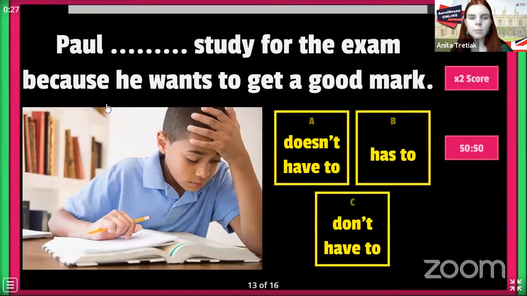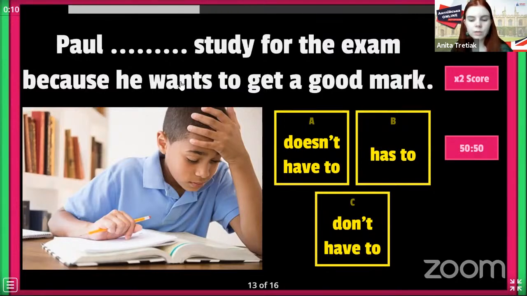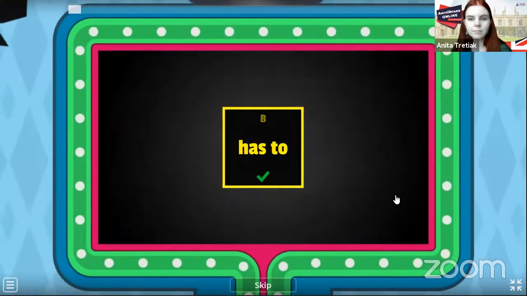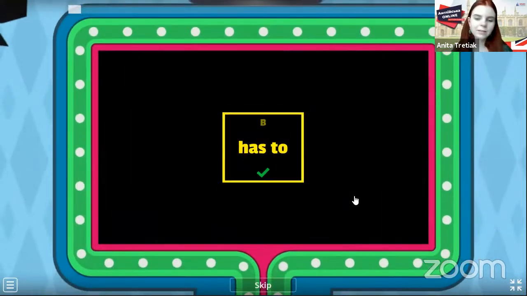Paul studied for the exam because he wants to get a good mark. Doesn't have to, has to, or don't have to. So guys, let's quickly choose. You choose B. Okay. This was correct.